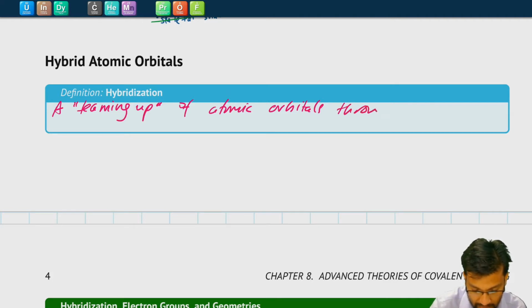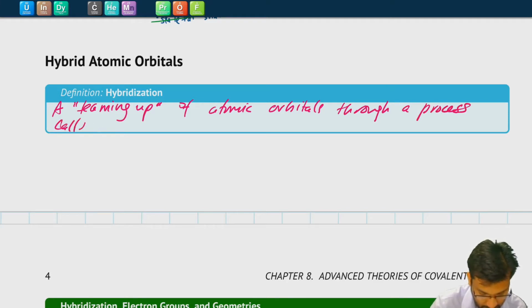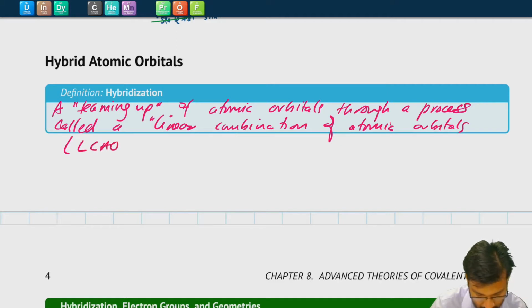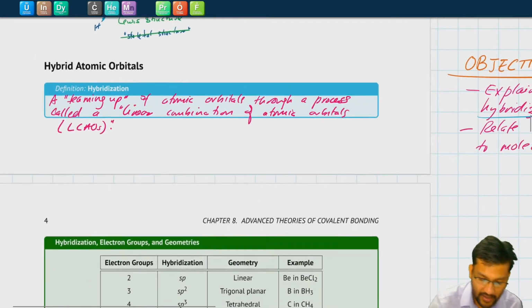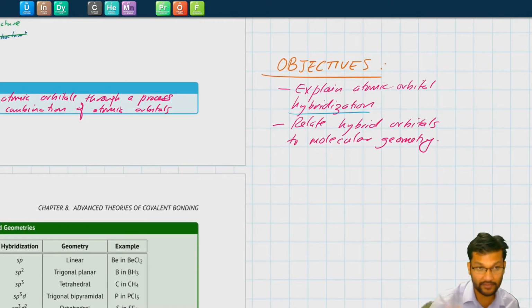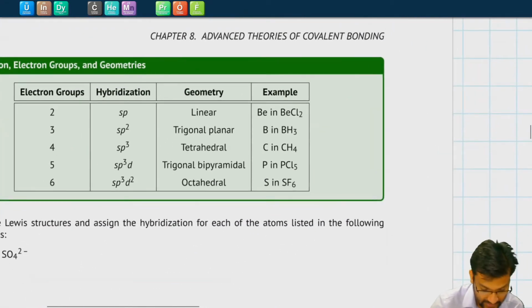And the process by which they do that is called a linear combination of atomic orbitals, or LCAO. And we'll come back to this idea of linear combination of atomic orbitals later on, but simply put, it's just a way of adding up atomic orbitals to create different kinds of orbitals. That's all it is. And let's look at an example or a few examples.